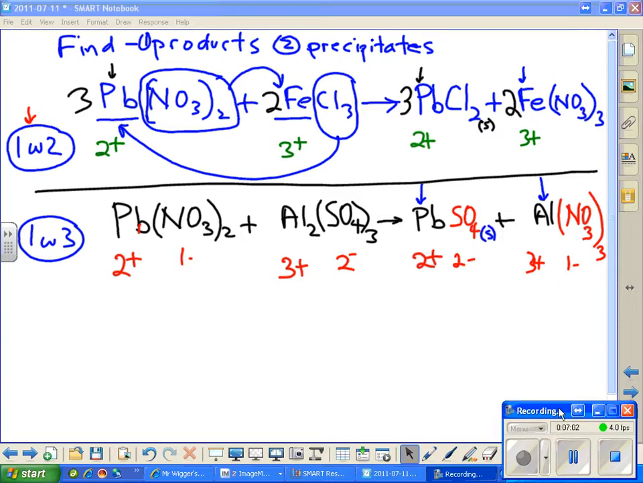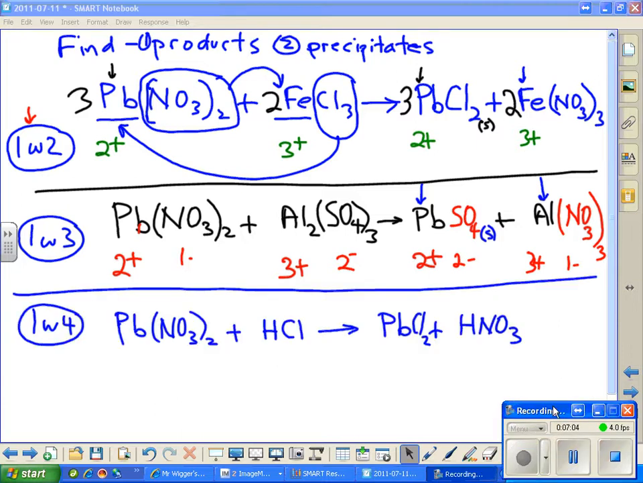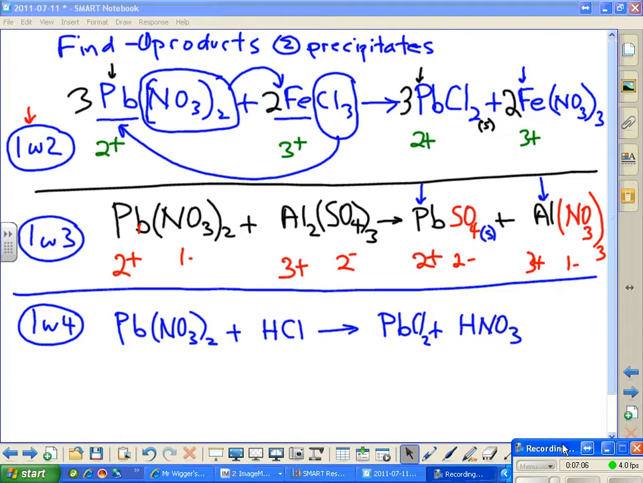Okay, let's go ahead. We put a new problem up. This is 1 with 4, and let's see how we're going to get this balanced. First of all, we're mixing lead on the right side of this equation with our chloride ion, and that's going to form the lead chloride. And then the hydrogen from the hydrochloric acid on the left side is going to form nitric acid on the right side, HNO3.